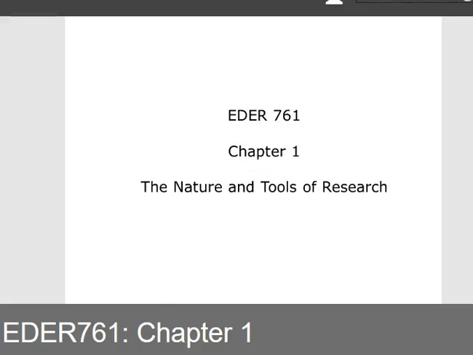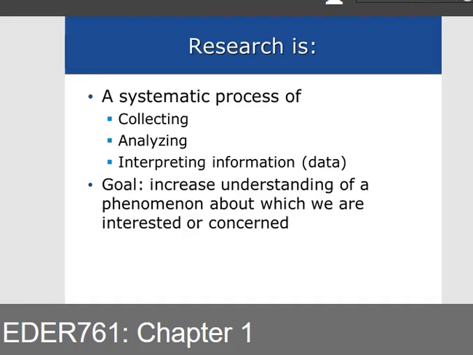This is Chapter 1, The Nature and Tools of Research. Before we get started, I just want to point out that we're using the text Practical Research, Planning and Design by Paul Leedy and Jeanne Ellis Ormrod. So just also make sure that you have the 11th edition of this text, as it will make a difference as we move along. All right, Chapter 1.